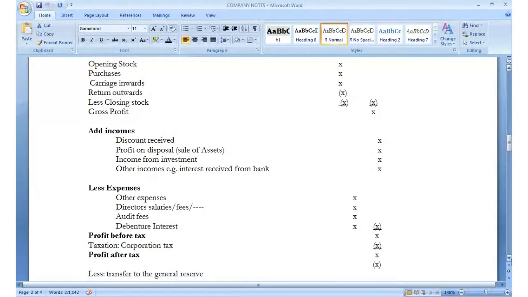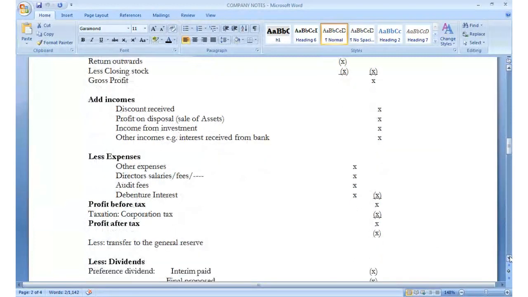But now, after that, normally after less expenses, we are used to calling that value net profit or loss. But now in a company, note that we are going to refer to that figure as profit before tax. Instead of referring to it as net profit or loss, we are going to refer to that figure as profit before tax. So after less expenses, instead of net profit or loss, we refer to it as profit before tax.